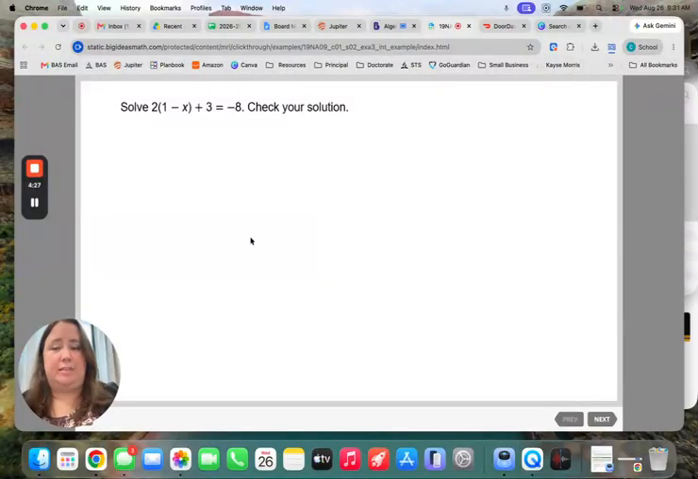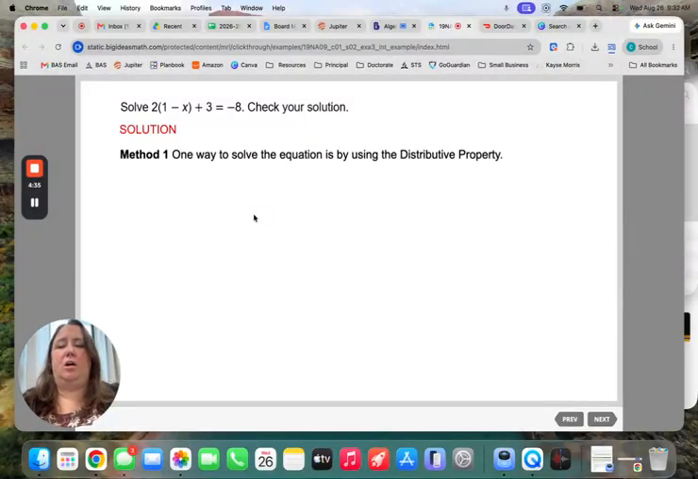All right. So example 3, make sure you find this in your student journal so you can write the notes. We're going to solve 2 times (1 minus x) plus 3 equals negative 8. There's actually more than one way to solve this. So write small enough that you can write both of these methods, because some of you will like one method better than the other, and the others will like the second one. I don't care which method you use when you do your homework, but I want to show you both. The first one you're going to solve using the distributive property.